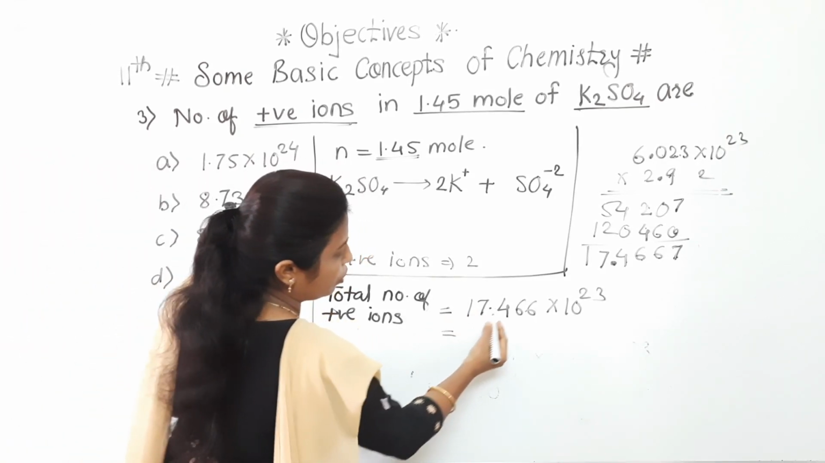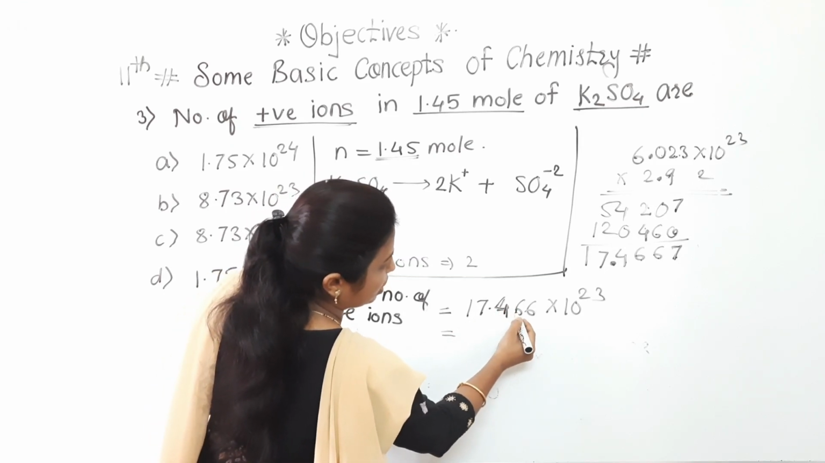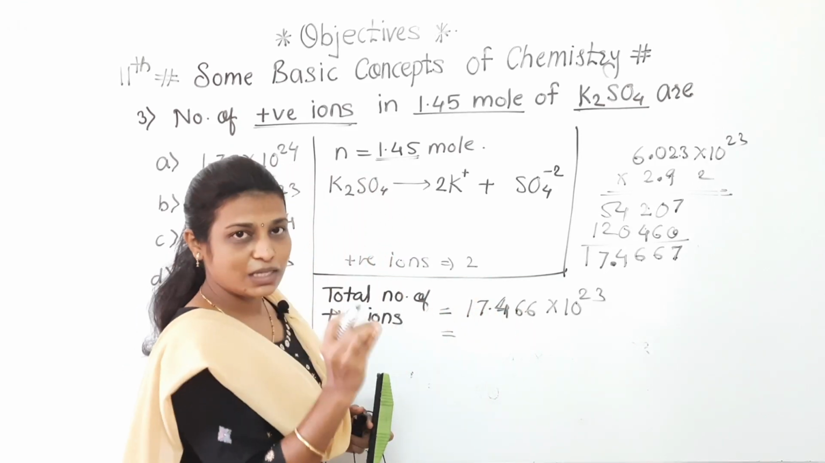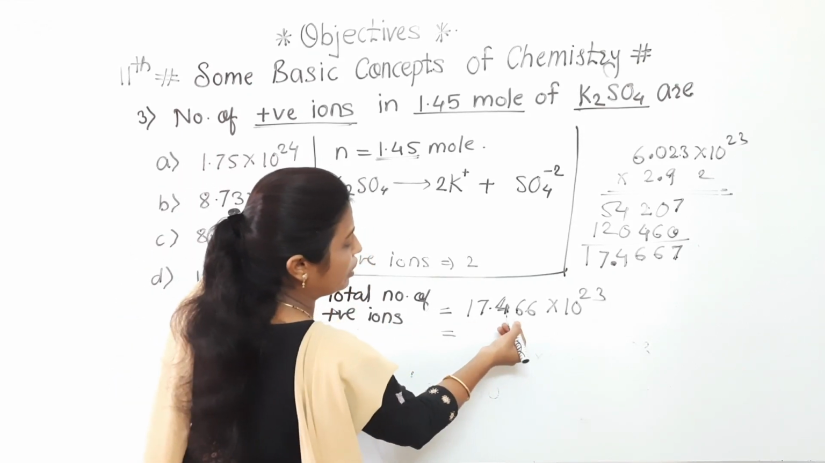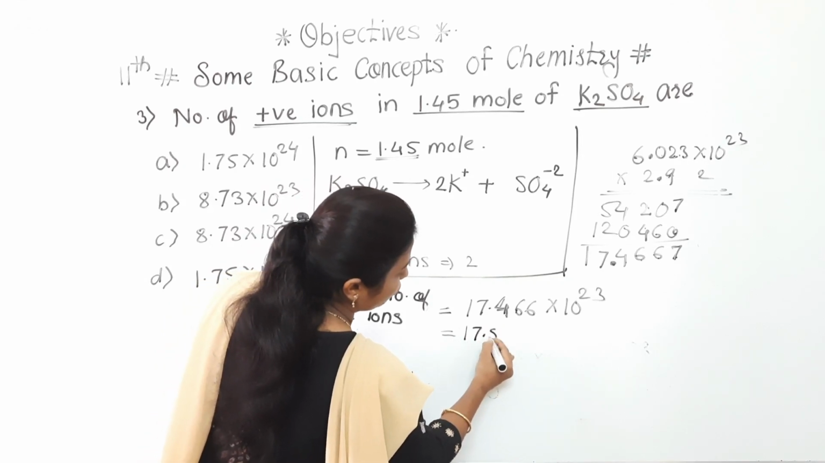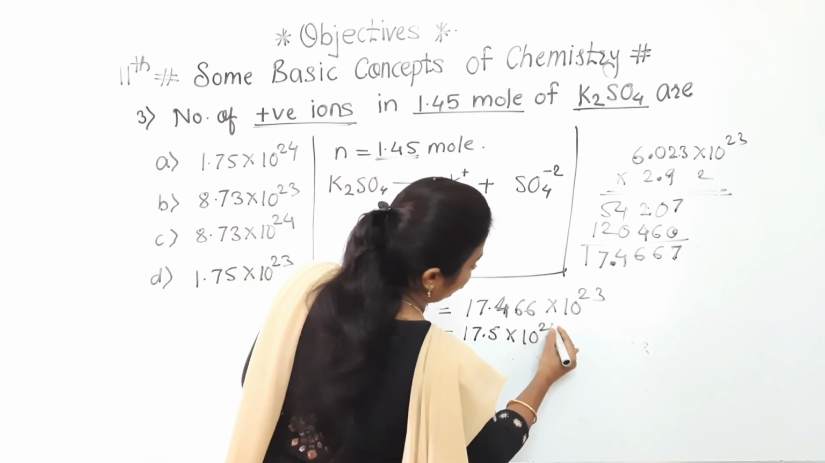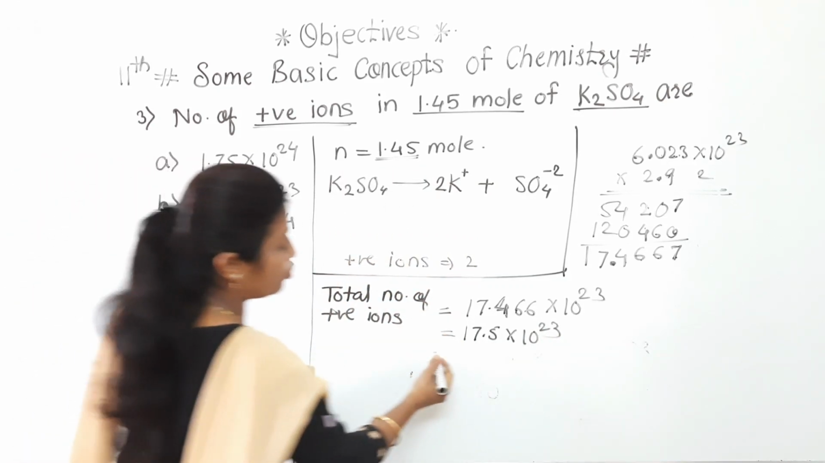See, when we are going to write the rounded figure, if the digit after that is 5 or more than 5, at that time we can add one to this number, meaning 17.5 into 10 raised to 23. Now this is also not in the options. So what do we have to do?